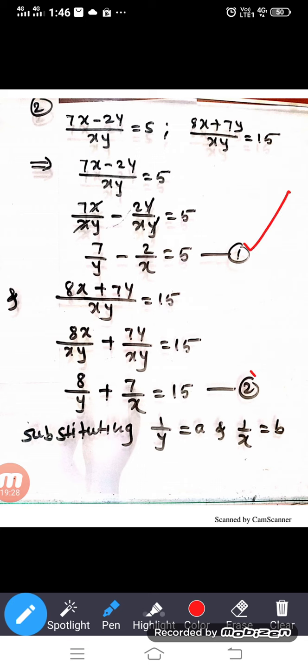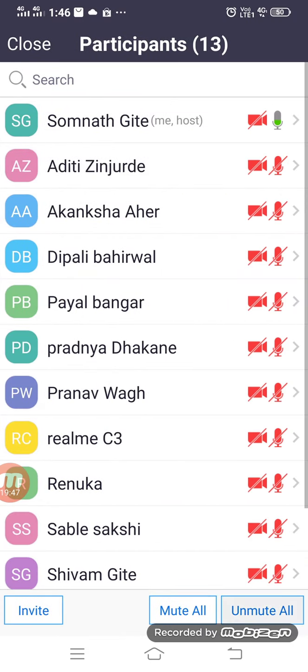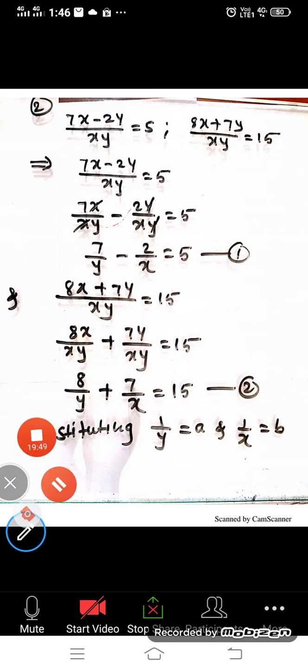Observe the equation 1 and 2. At denominator, this y part is the same, this x part is the same at denominator. We have to substitute 1 upon y is equal to a and 1 upon x is equal to b. इथपर्यंत सर्वांनी लिहून घ्या. 1 upon y is equal to a and 1 upon x is equal to b.